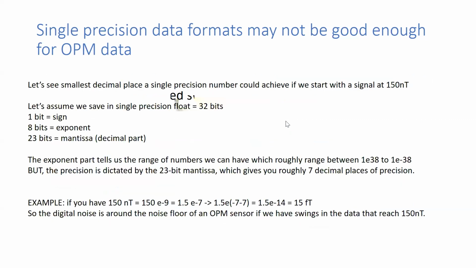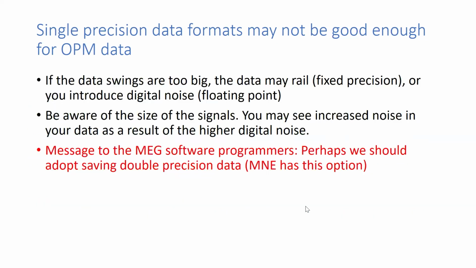And if my calculation is correct, even for this 150 nanotesla signal that we measured, our digital noise is around 15 femtotesla. I'm not sure if I've done this correctly, but nevertheless, this is something to consider. As you get larger and larger signals, that digital noise may become a factor. And therefore, I think that we should consider adopting a double precision format for OPM data.